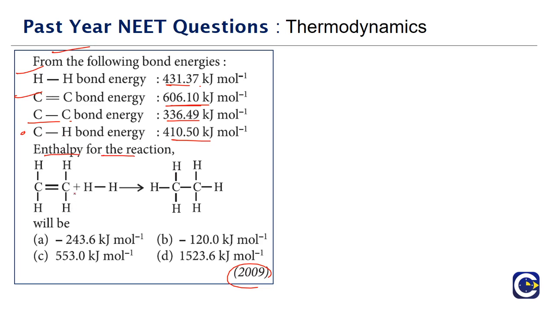The question is the enthalpy for the reaction. So what is this? C2H4 ethene undergoing hydrogenation to form ethane. For this reaction we need to find the enthalpy of the reaction. Obviously, this question we have to solve for the enthalpy change of this reaction by using the bond energies.